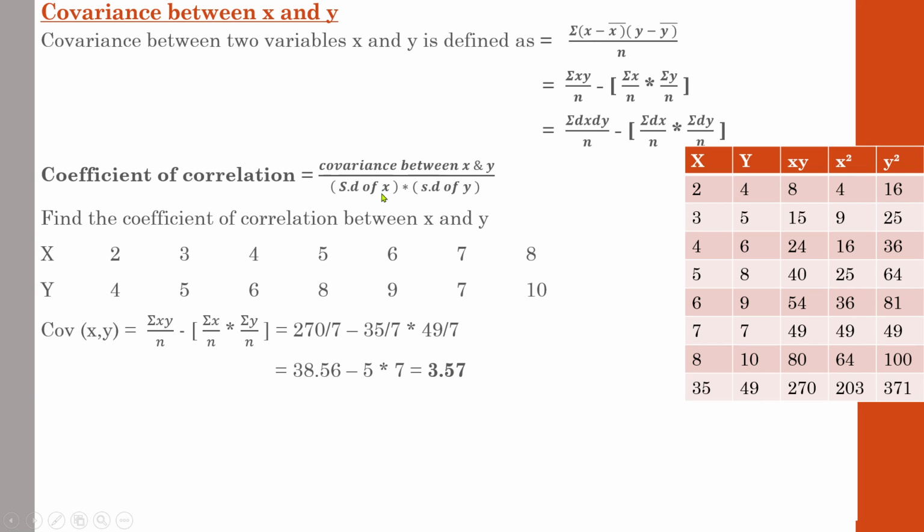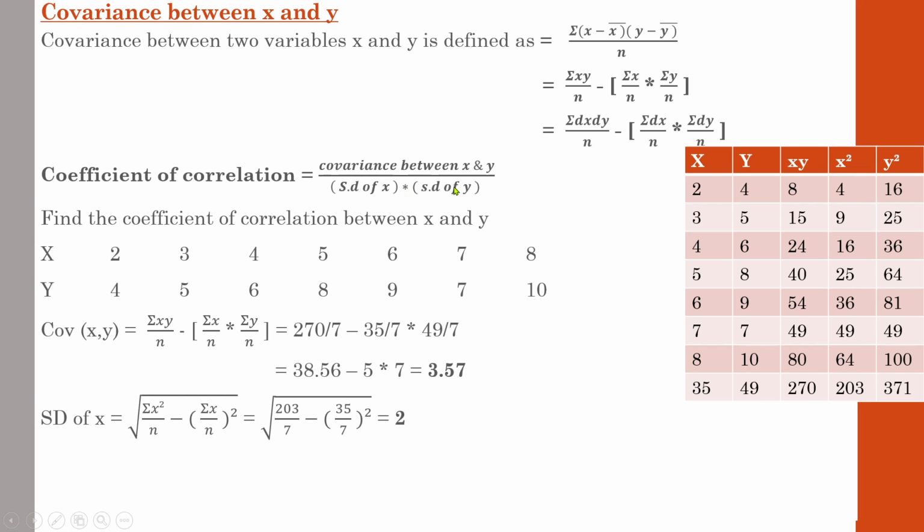Next you need to find the standard deviation of x and the standard deviation of y. The equation for the standard deviation of x is the root of sigma x square divided by n minus sigma x by n the whole square. This is the easiest equation for standard deviation. You can either use this one or the deviation method, depending upon your discretion, but do it wisely and correctly. Sigma x square is 203 divided by 7 minus the square of 35 divided by 7. By solving the basic mathematical steps you will get 2. So one part is over.